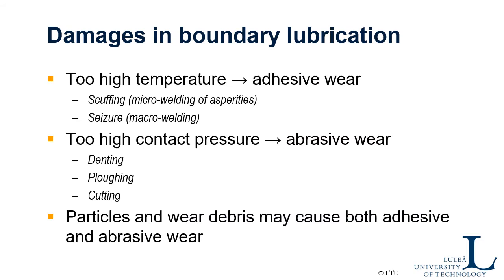What can happen in a boundary lubricated contact then? Well, if you get too high temperatures, then the surfaces may suffer from adhesive wear. We normally distinguish between scuffing and seizure, where scuffing is micro welding of the asperities. Since the temperature and the pressure is highest at the asperity summits, you may have reached such high temperatures that you rub off the reacted layers on the surface, and the two surfaces weld together on the asperity level.